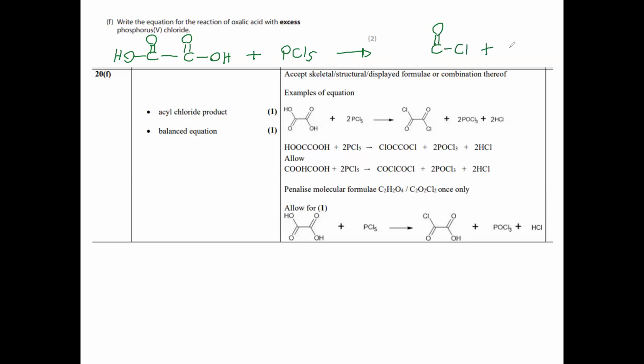You have to remember the byproducts: POCl3 plus HCl. But here it's not only one OH group. There are two OH groups, so you need two PCl5, because both COOH groups have an OH group. Both of them will get replaced. Then you'll get 2 POCl3 and 2 HCl molecules produced. This is the equation, with an acyl chloride product. That's correct. With the balanced equation, you get the 2 marks.